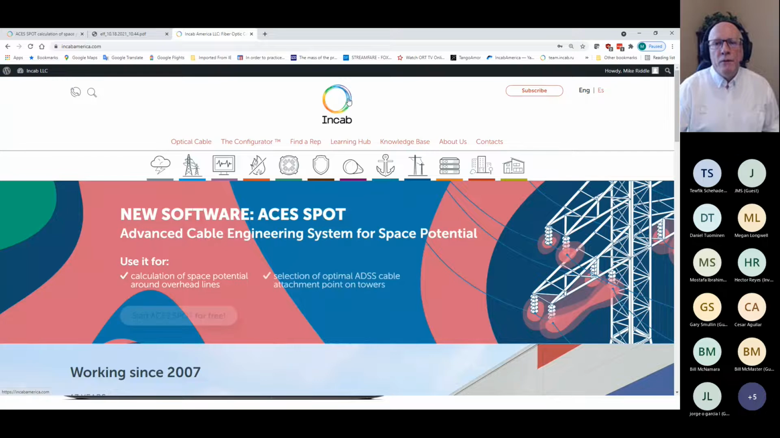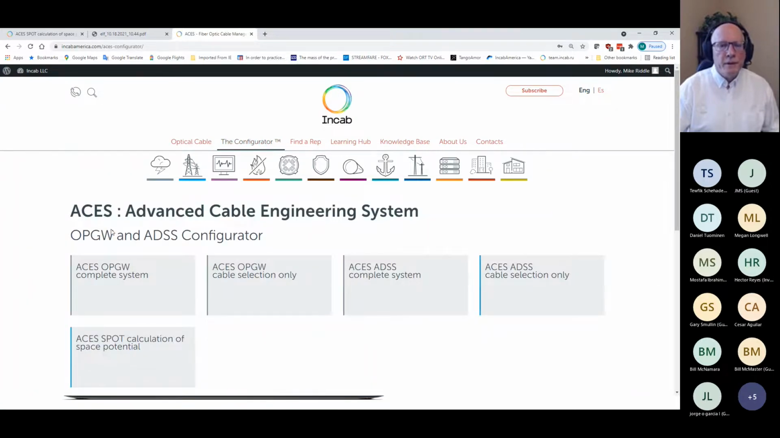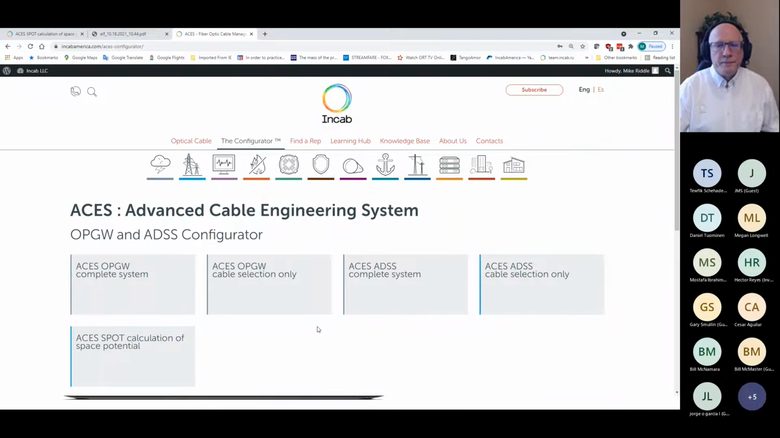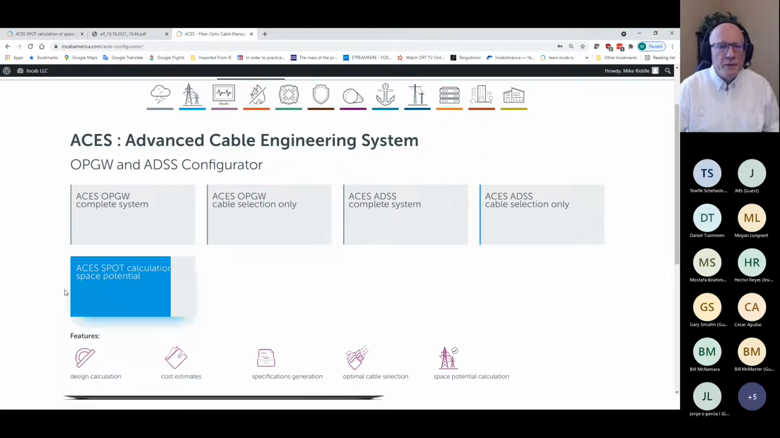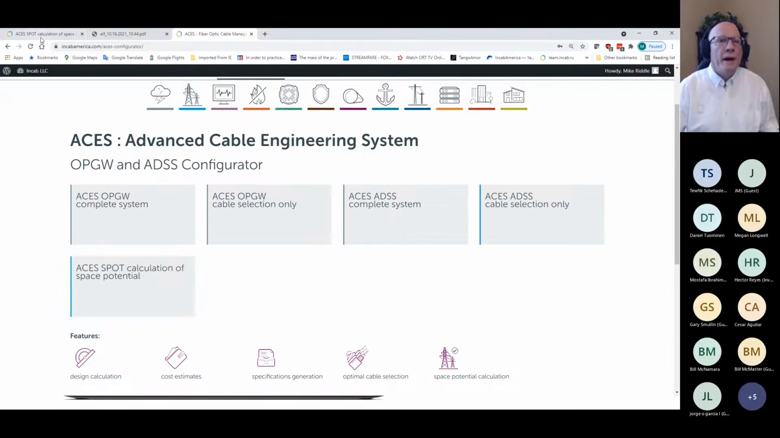If you start from our main web page, you go to the configurator. That's where we have all of our advanced cable engineering system tools available to you. There's a very simple login or registration process. I'm already logged in, so I won't show it. But anyways, ACES Spot is right here. Let's go back.